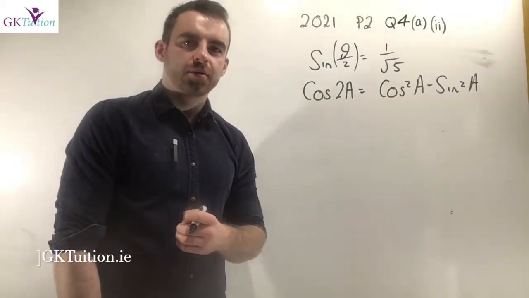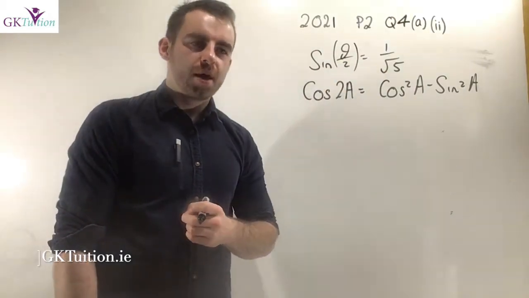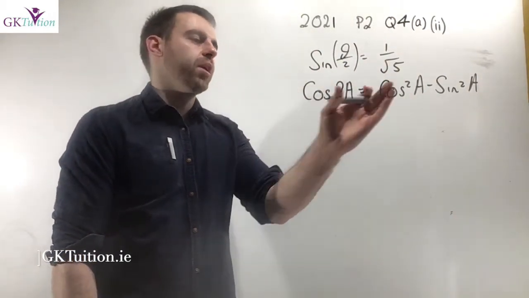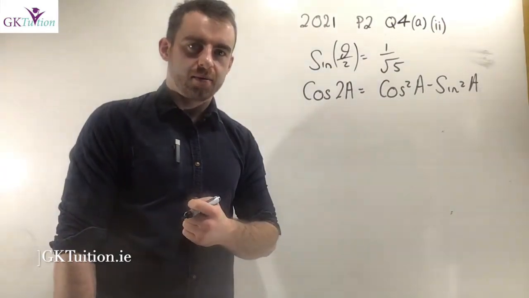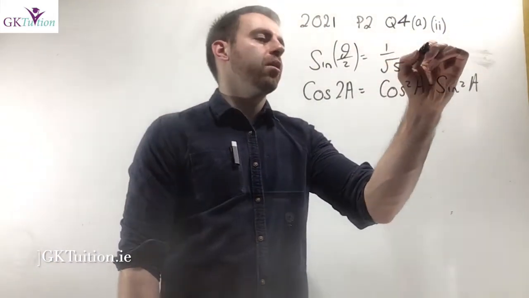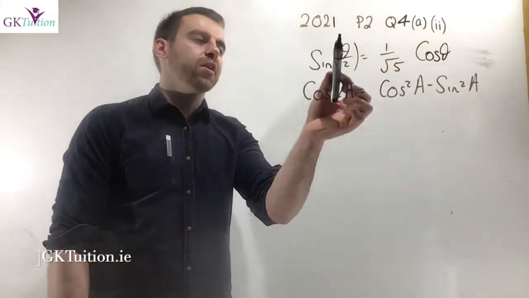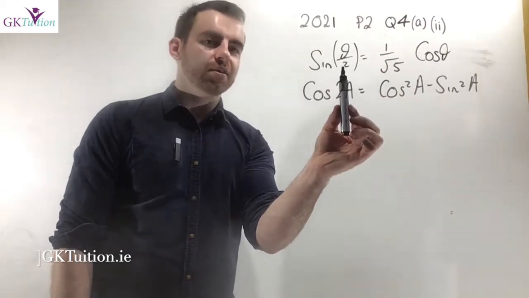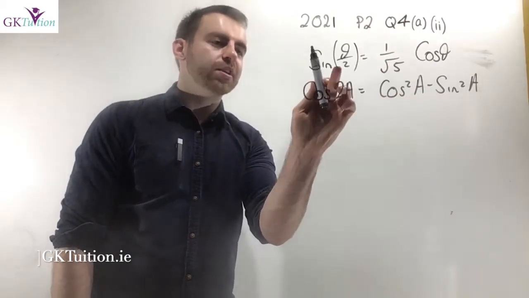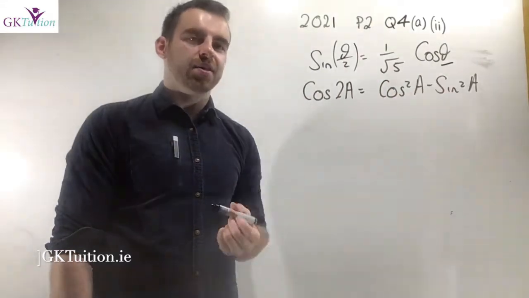In part 2, we're told that the sine of theta over 2 is equal to 1 over root 5. And we're asked to use the formula cos 2a equals cos squared a minus sine squared a to find cos theta. Now, let's consider the angles first of all. We know the sine of theta over 2, and we're looking for the cos of theta. The angle I have is half as big as theta. So you have to recognize that.